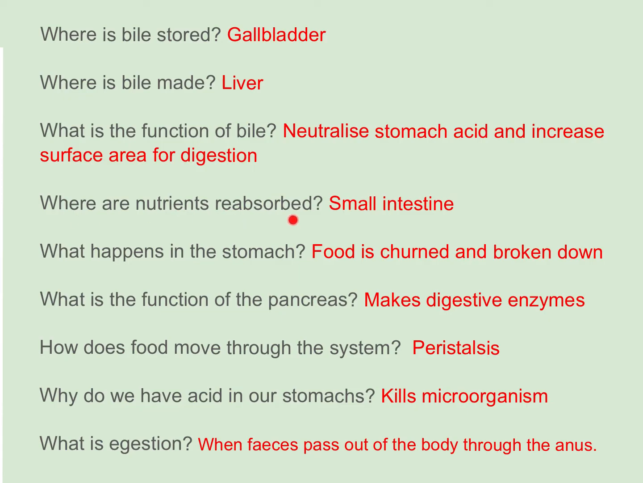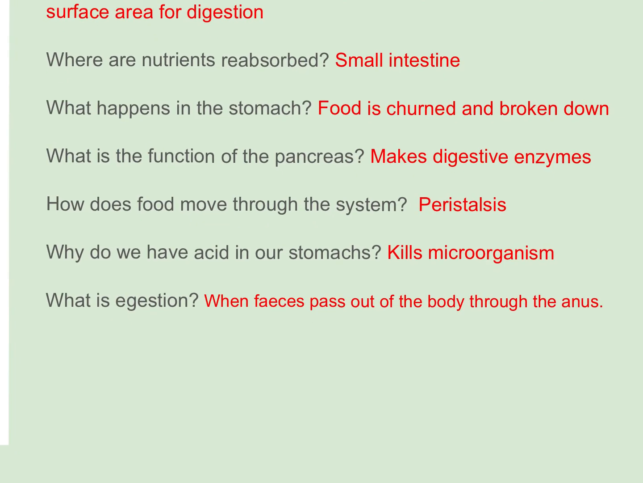Where are nutrients reabsorbed? Small intestine. What happens in the stomach? Food is churned and broken down. Function of the pancreas, to make digestive enzymes. How does food move through the system? Peristalsis, okay, make sure you know that word, it's just muscle contractions. Why do we have acid in our stomachs? To kill microorganisms. What is egestion? When feces pass out the body.